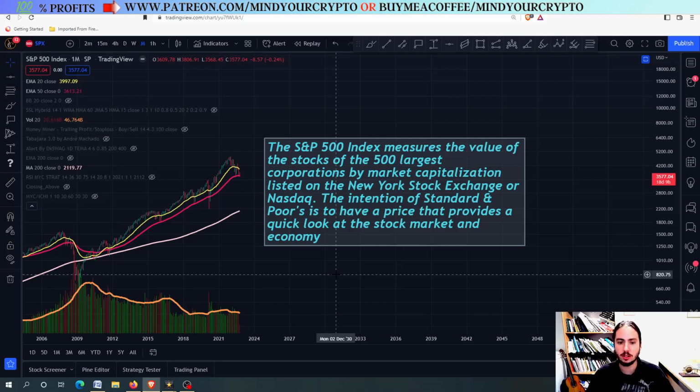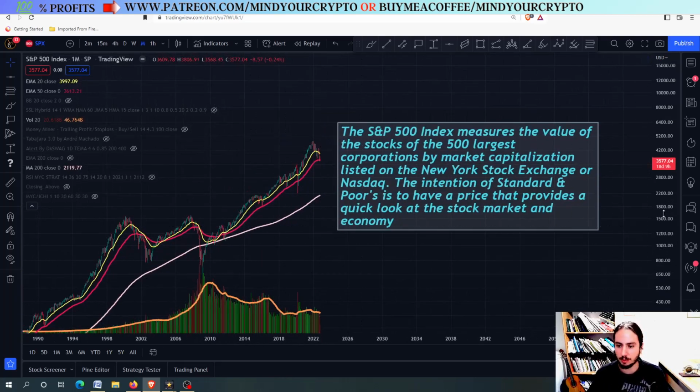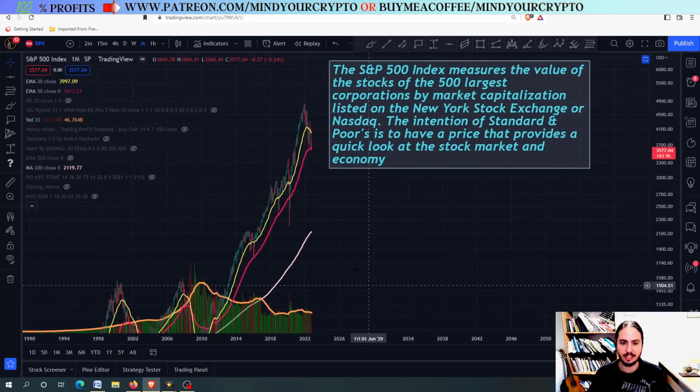Okay, the intention is to have a price that provides a quick look at the stock market and the economy in general. Okay, whenever this is going upwards, we usually have a nice economy, right? Whenever this is going down, we usually have a bad one.